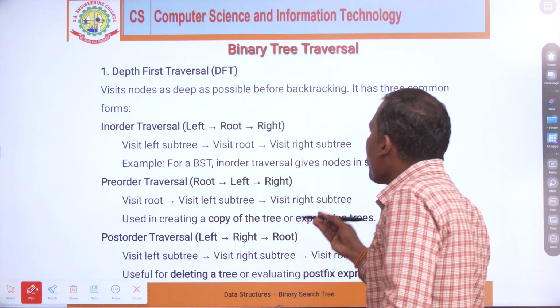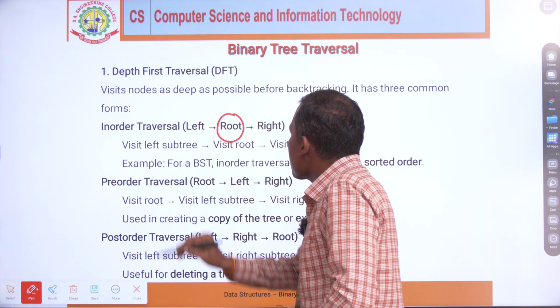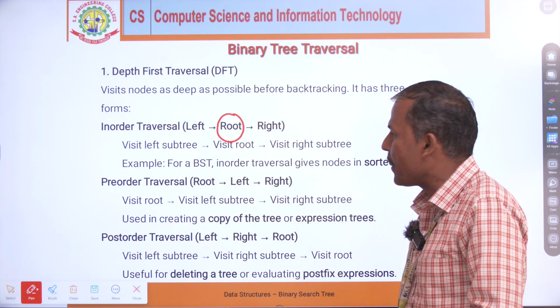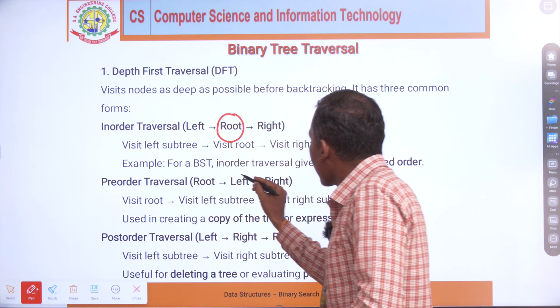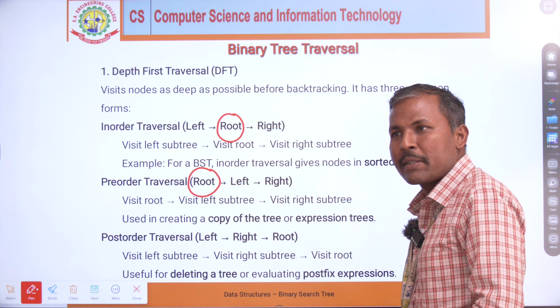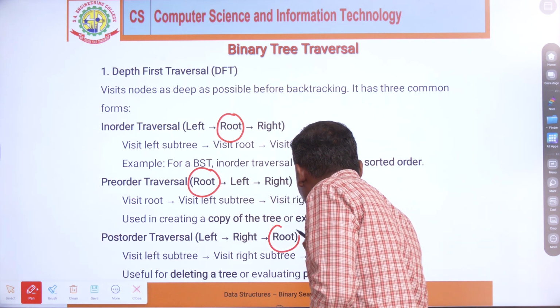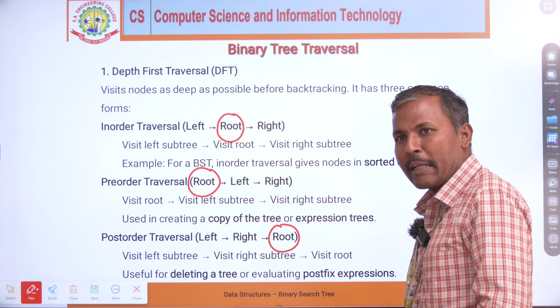If root comes in the middle, we call it in-order traversal. If root comes before, we call it pre-order traversal. If root comes at the end, you call it post-order traversal. That is what the meaning is.